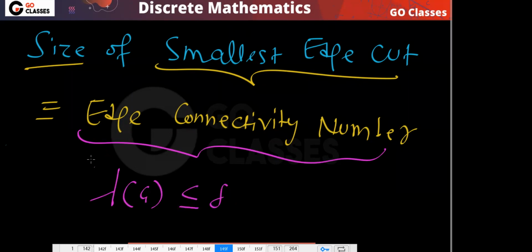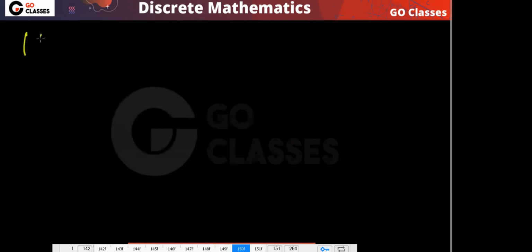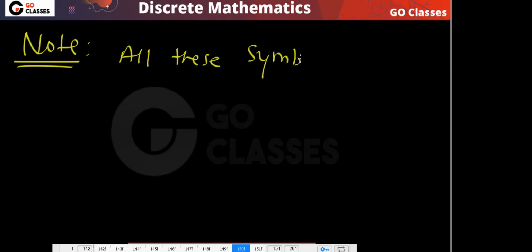Anyway, you don't have to worry about the symbol. One thing you should note: not all these symbols are important. All these symbols that we have, for example, this is the symbol for what? Please tell me.